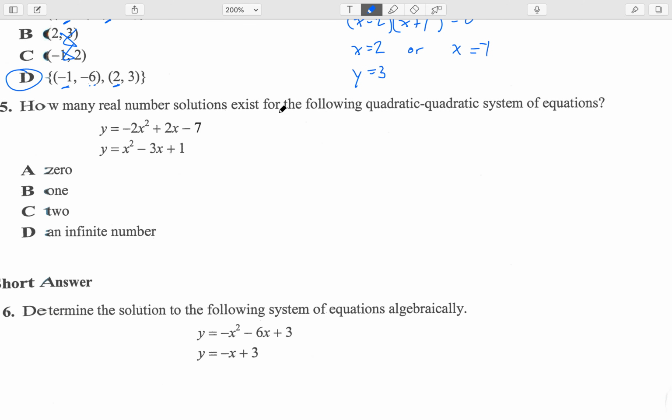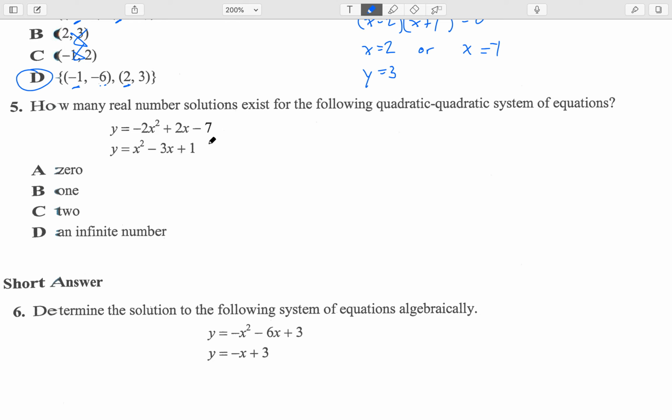Number 5, how many real solutions exist for this quadratic system? I'm not exactly sure, but I do know that y is equal to this and y is equal to that. So therefore, I could say this is equal to that. Basically, I'm taking this entire thing and substituting it into the y right there. Let's try and solve this thing. I get x squared minus 3x plus 1 is equal to negative 2x squared plus 2x minus 7. So add on the 2x squared, I get 3x squared. Minus off 2x, I get minus 5x. Add on 7, I get plus 8 is equal to 0.